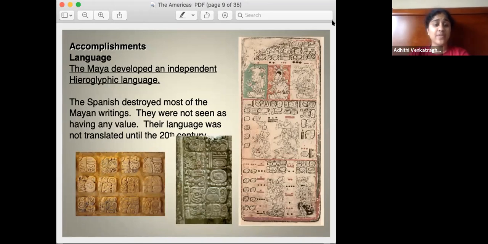The Spanish destroyed many of the Mayan writings, however. They were not seen as having any value. Their language was not even translated until the 20th century.